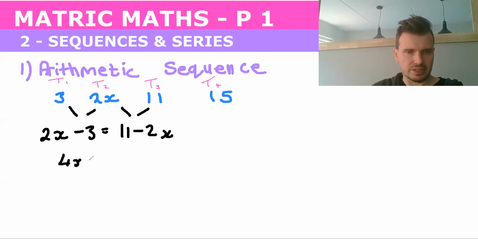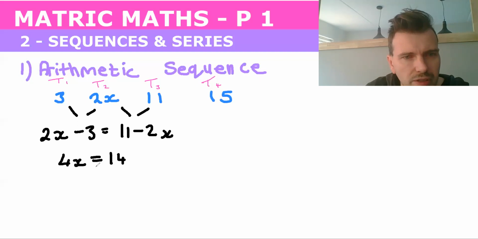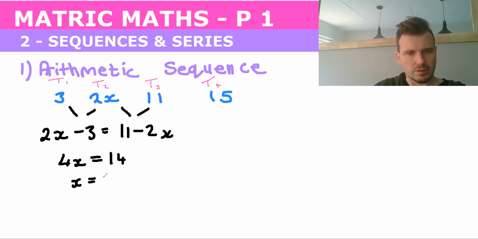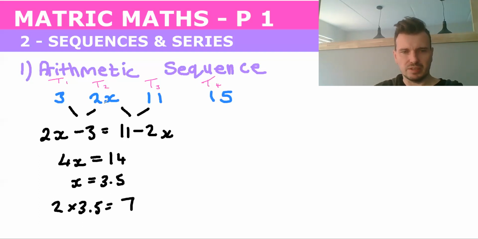And so you have 4x equals 14. Three and a half. X equals 3.5. And we know that 2 times 3.5 is equal to 7. So we see that it is the same as what we worked out earlier.